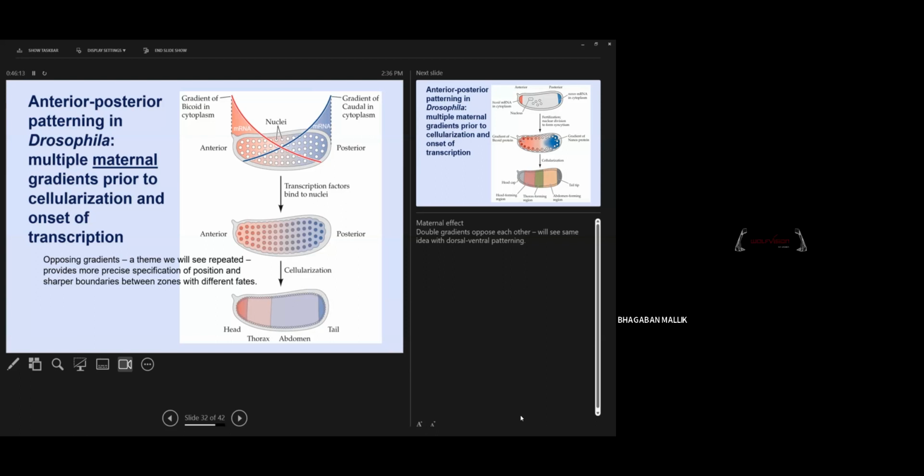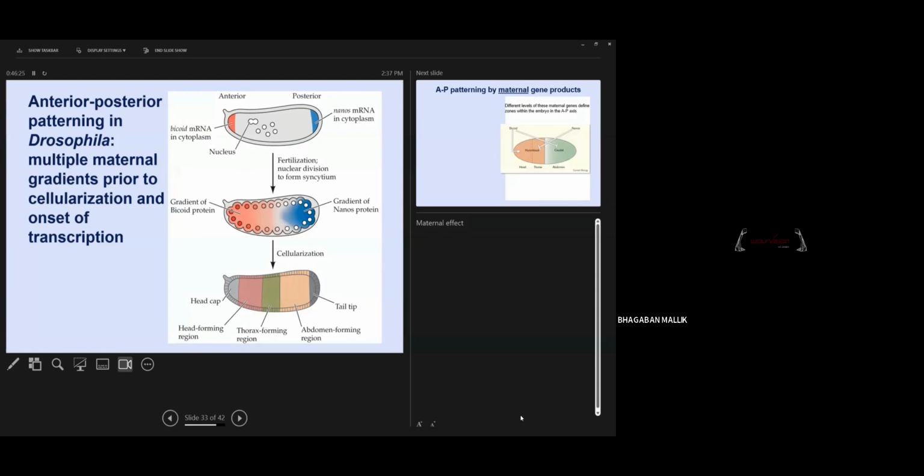So this is how you have polarity by expression of either bicoid or caudal, and that is how the development happens in Drosophila. So here again is the formation of the syncytium. There is another set of genes also expressed during development, that is nanos. That is also expressed in the posterior side and defines the posterior portion of the Drosophila. In the anterior side you have expression of bicoid, which develops the head. So these are the things that specify anterior-posterior polarity in Drosophila.